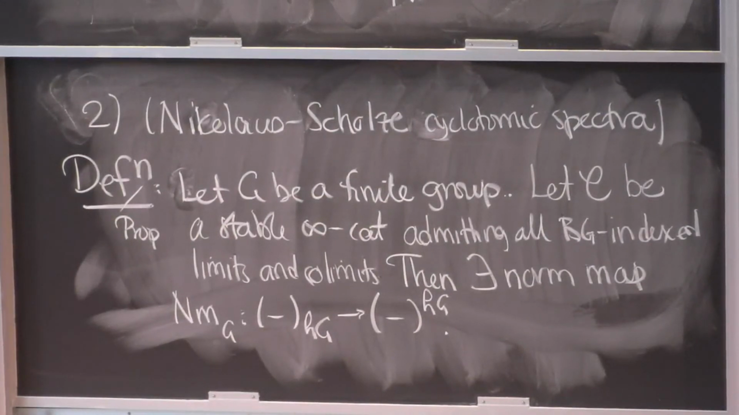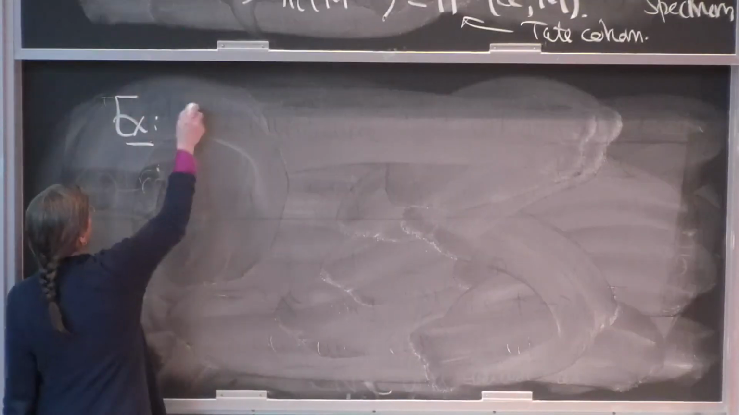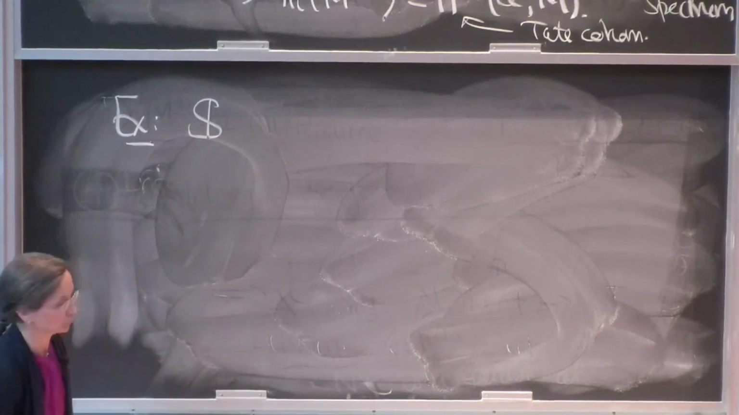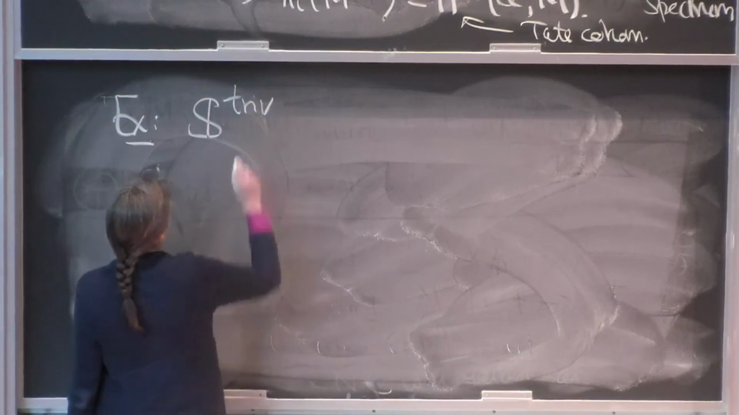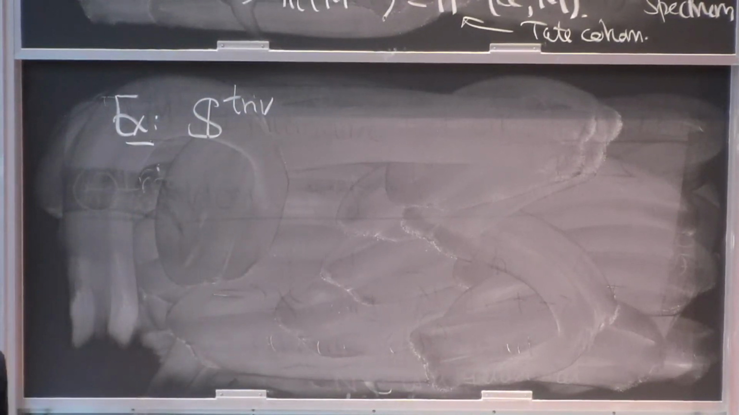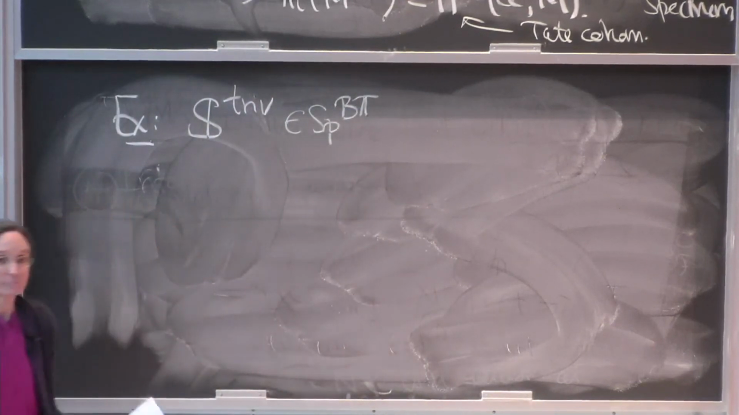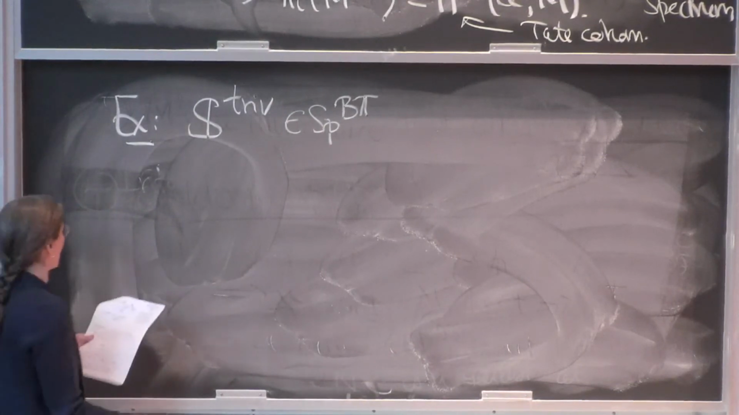So now we have these categories. And let me just give you an example of a cyclotomic spectrum. Crucial example, let's take the sphere spectrum, and let's endow it with a trivial action of the circle group. So I'll call it S triv, the sphere spectrum equipped with a trivial action of the circle group. So this is as an object here. And I claim that I can equip this with a cyclotomic structure. How do we do that?